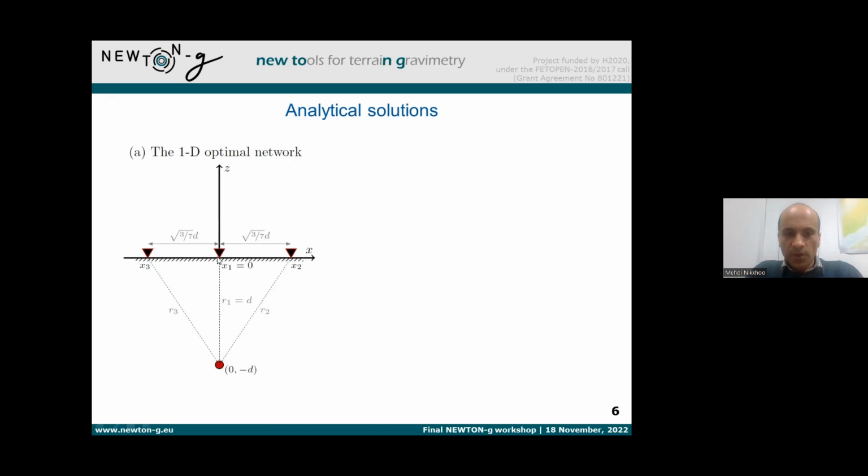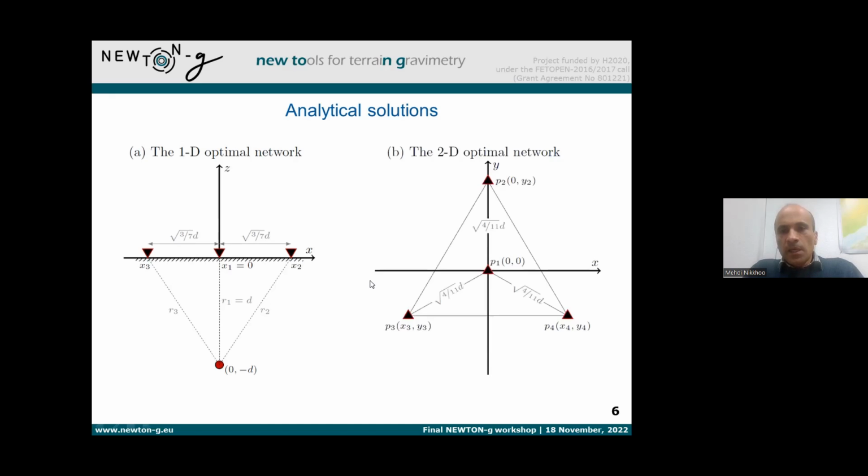One gravimeter is right above the source and the other two at these given distances from the center. The second optimal solution that we derived shows a 2D network. In this case, we have the top view, and the point mass is right below the origin. As you can see, the optimal configuration again has one gravimeter on top of the source, and three other gravimeters form an equilateral triangle.